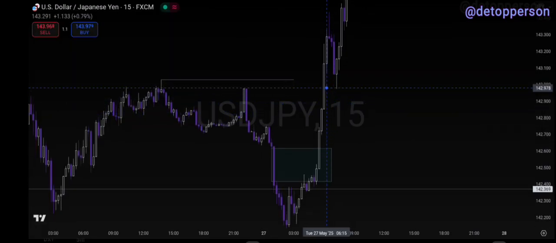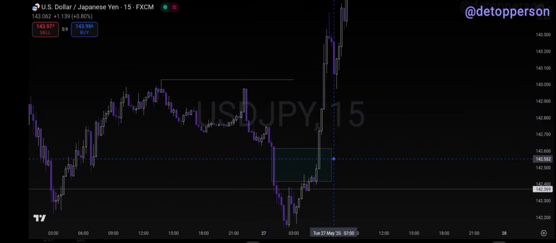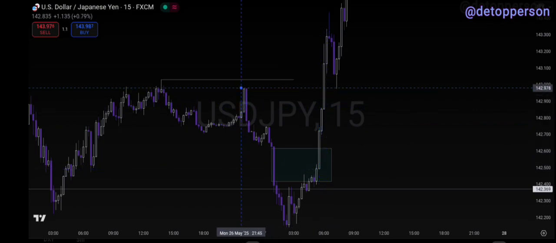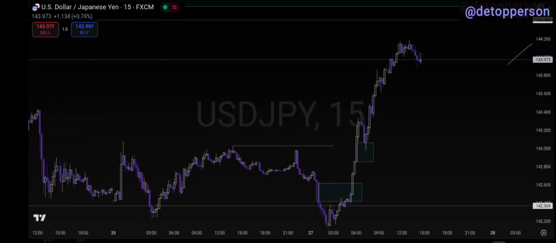Now your fair value gap aligns with this breaker right here. This is actually a breaker. A breaker is a failed order block. This was supposed to be a bearish order block that was supposed to push price all the way down, but it failed. So first this fair value gap failed, then second this breaker failed. And what do we have right here? Your entry. That is exactly what ICT teaches.